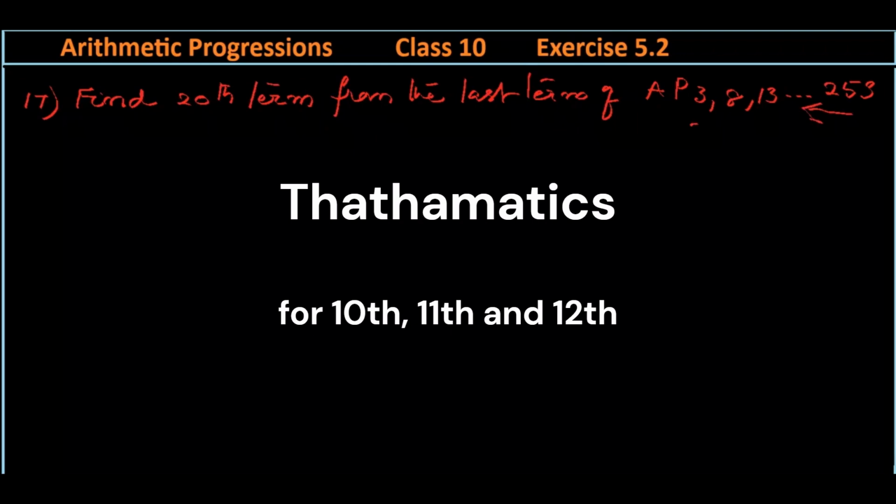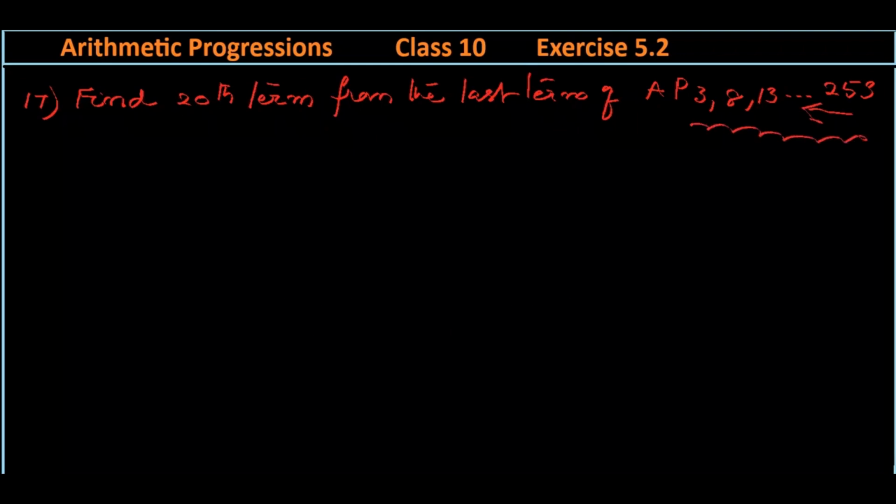So let us write this AP left side right. That means 253 is the first term. We are rewriting the AP in the opposite way, and the difference is 5. The next term will be 248. The next term will be 243.